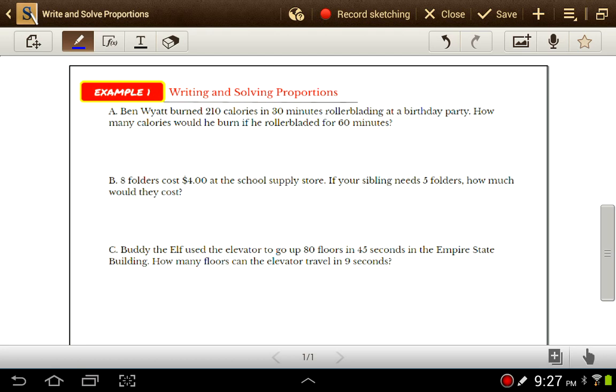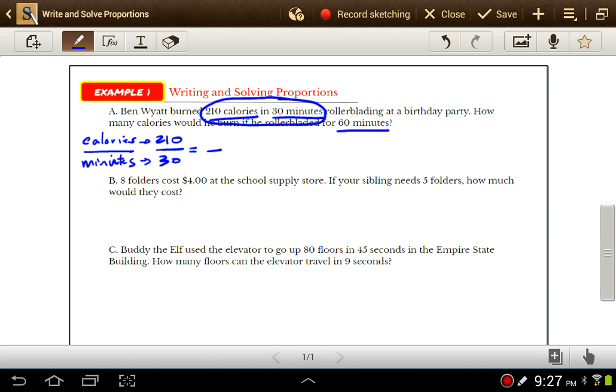In order to do that, we have to look at which two categories we're comparing. We're comparing calories and minutes. So I'm going to write calories and minutes. Those are our two categories. This is going to help keep my information consistent. The first ratio is the information given to me: 210 calories, 30 minutes. So we have our calories and our minutes in our first ratio. That is equal to our second ratio, which is what we're finding. How many calories would he burn if he were to rollerblade for 60 minutes? The minutes is in the bottom, the denominator, so I'm going to put the 60 in the bottom. The unknown, I'm just going to put a variable. That is my unknown.